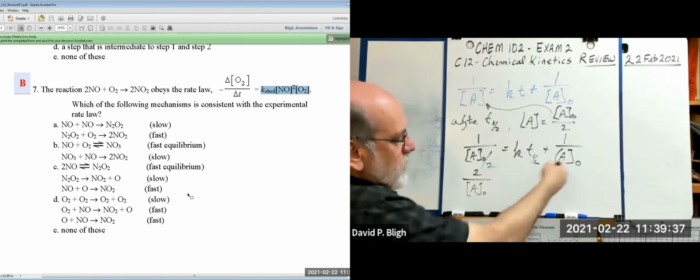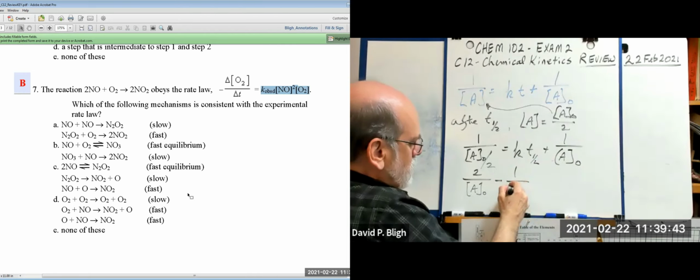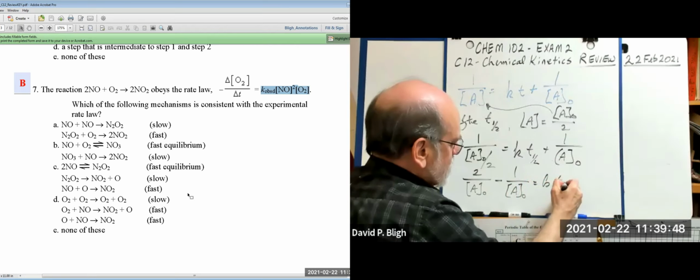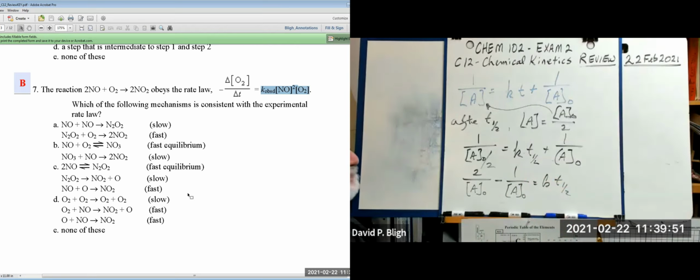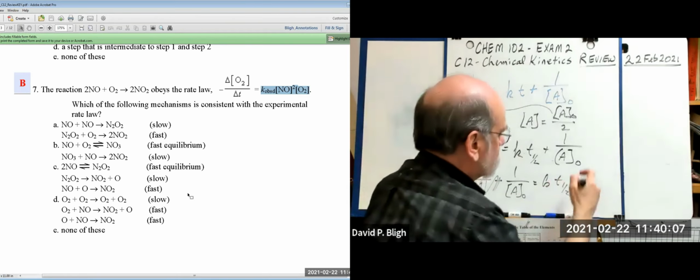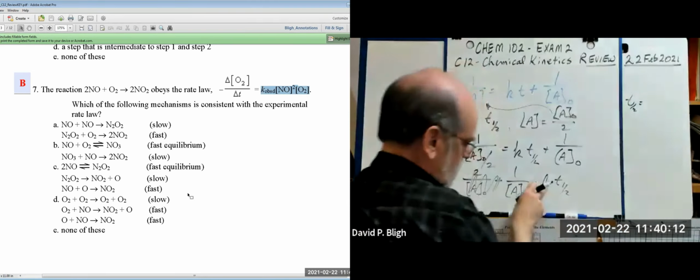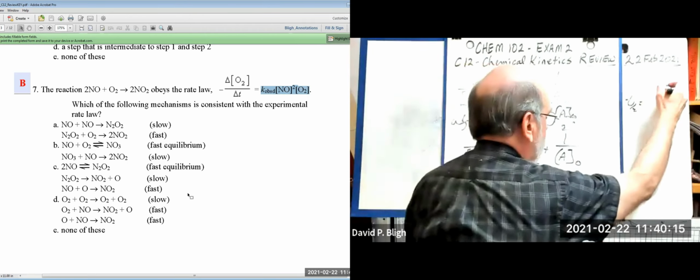And then we can also subtract this from both sides. Minus 1 over A0 is equal to k times T1 half. Okay? So now, what is this term? Well, 2 minus 1 is 1, right? So this term reduces to that term. And then this term becomes that k comes over here into the denominator.